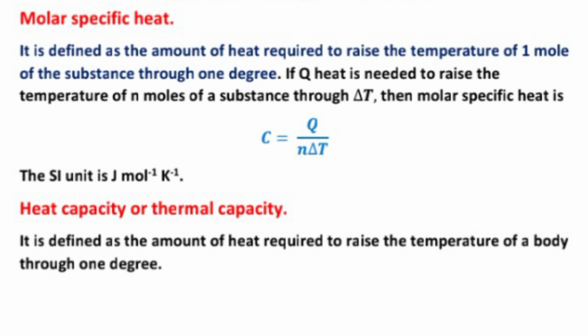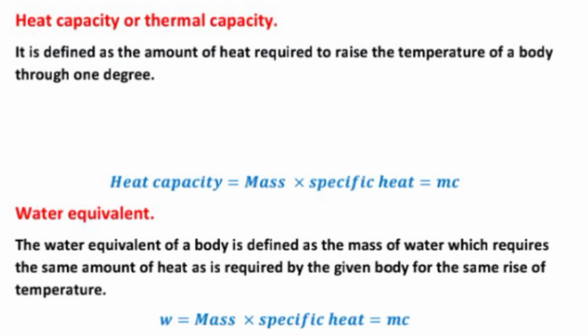Now heat capacity or thermal capacity. What is heat capacity or thermal capacity? It is defined as the amount of heat required to raise the temperature of a body through 1 degree. Heat capacity equals mass into specific heat, that will be m into c.